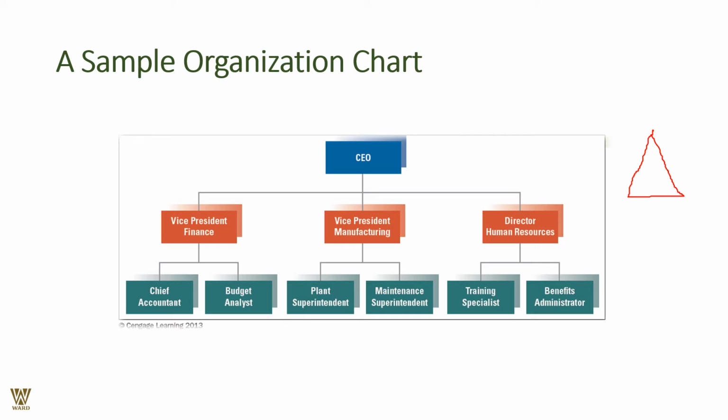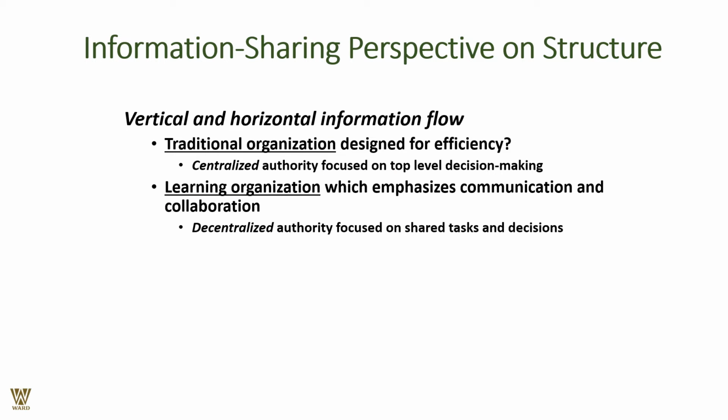A large organization would have a complicated structure and chart, but more or less the reporting relationships are very well defined. Now, the information sharing perspective on structures: vertical and horizontal information flow. When it is vertical, it is within the department. When it is horizontal, it is coordination between different departments. The traditional organization is designed for efficiency, with centralized authority focused on top-level decision making, as in whatever the superior is saying or issuing as orders.